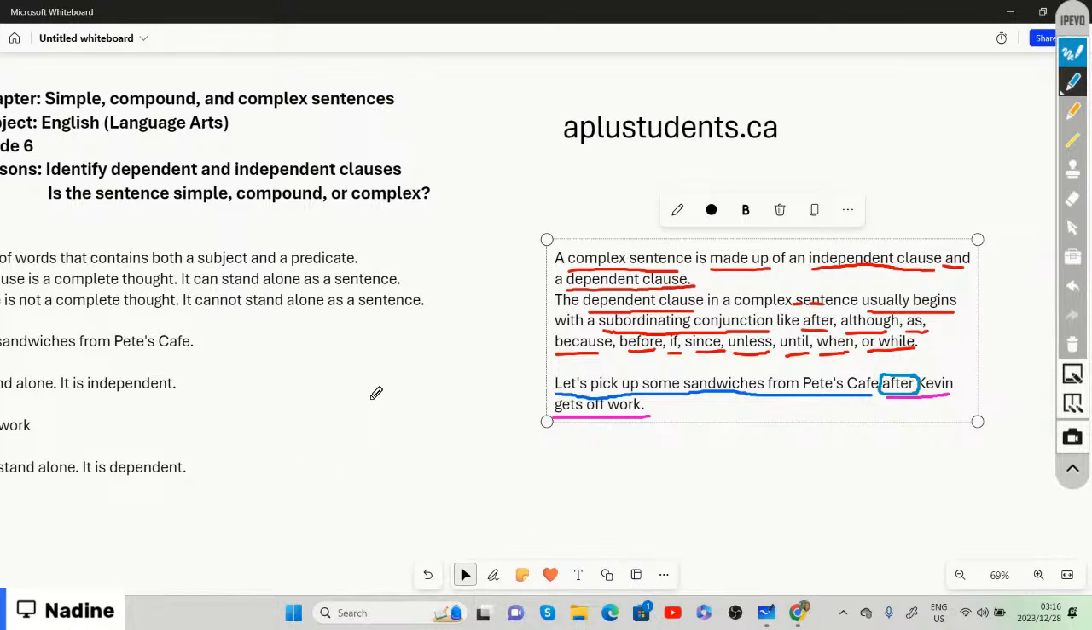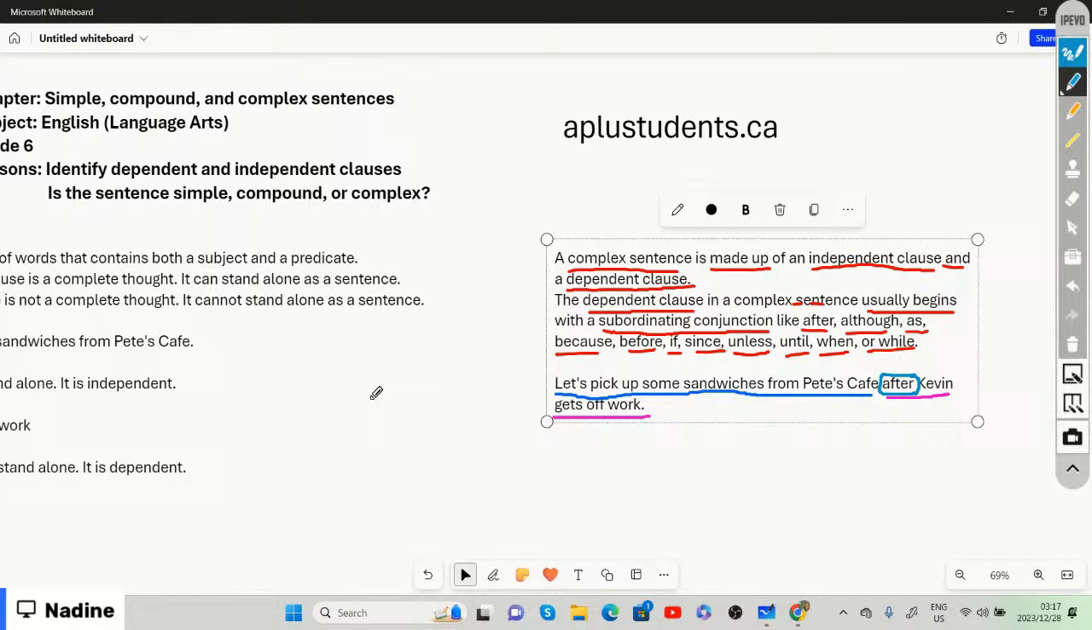All right. So we said that an independent clause can stand on its own. It is a complete thought. A dependent clause is not a complete thought and it cannot stand alone as a sentence, right? But if we put the independent clause as well as the dependent clause together, we call that a complex sentence, because a complex sentence is made up of an independent clause as well as a dependent clause.